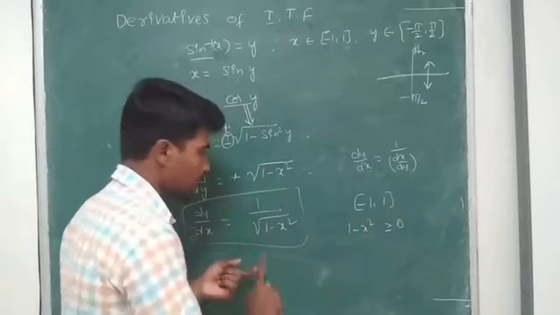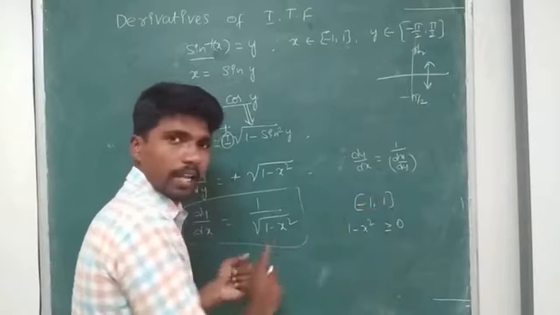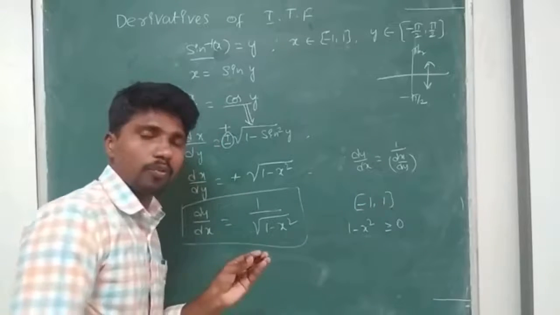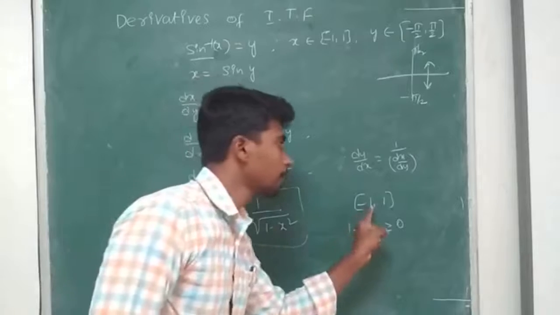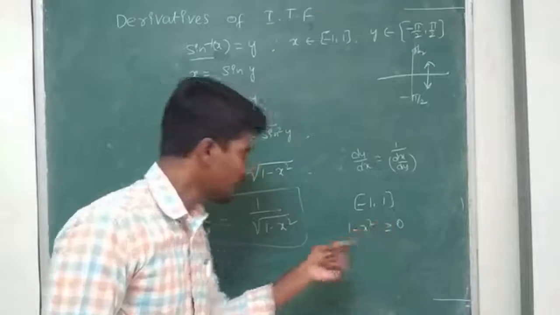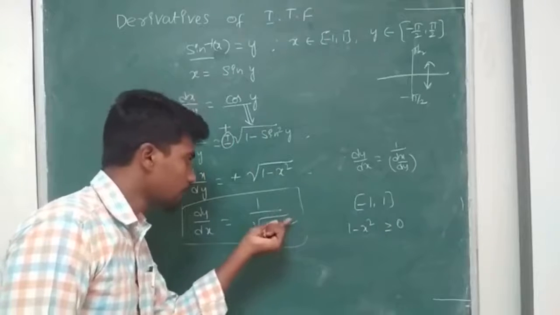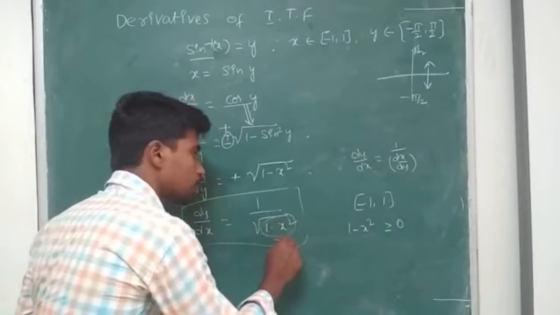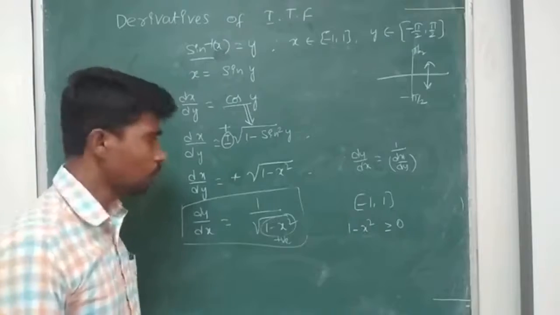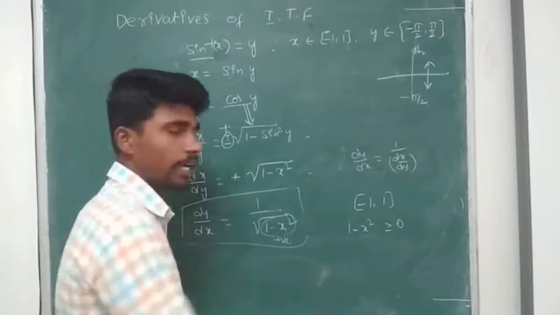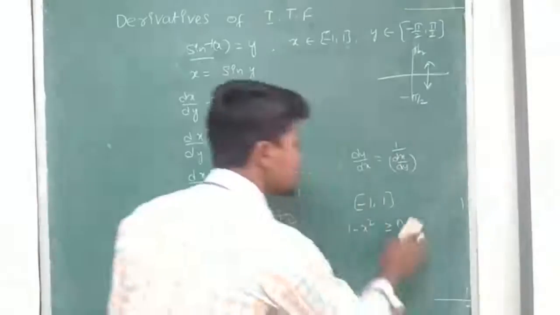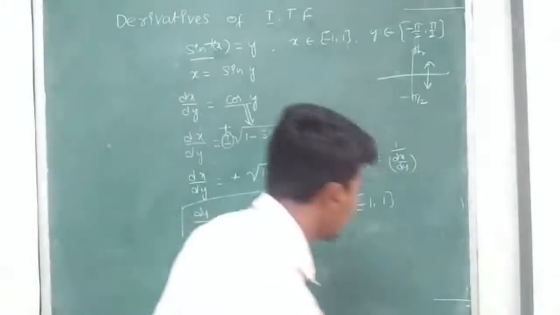If I take minus 1, I'll get 0. If I take plus 1, I'll get 0. If I take any values in between minus 1 and 1, then definitely the x square value is less than 1, so this value will be positive. So what do we have to eliminate from its domain? We cannot take 1 minus x square greater than or equal to 0, that we need to remember.